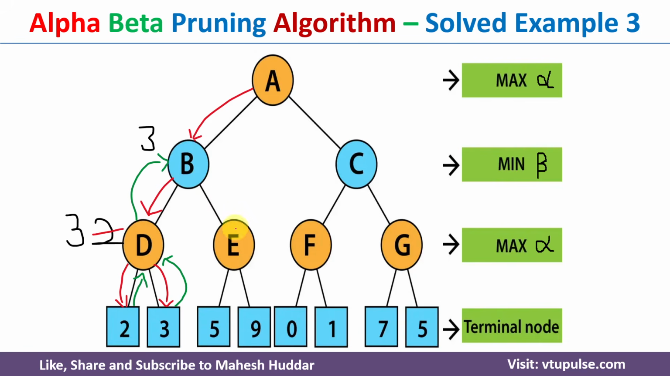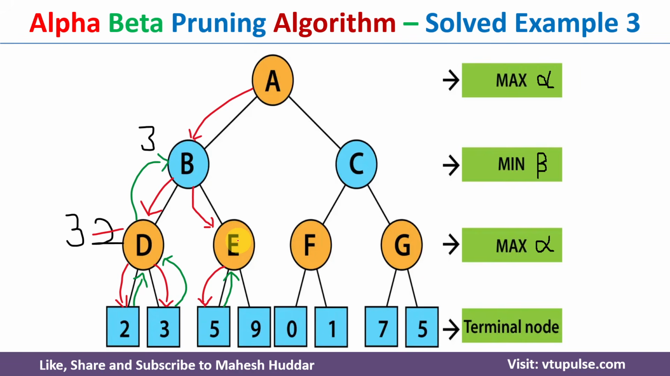Here B has one more branch. Now the question is whether we need to go for this branch or not. To decide this, we need to compare the alpha and beta values. But alpha and beta values must be compared with the parent node only. Here we have the beta value, and for this node, the parent node is A. For this parent node, we don't have any alpha value. So in this case, we need to go for this branch also. Now I will consider the path B, E and 5. This 5 will be back propagated to node E.